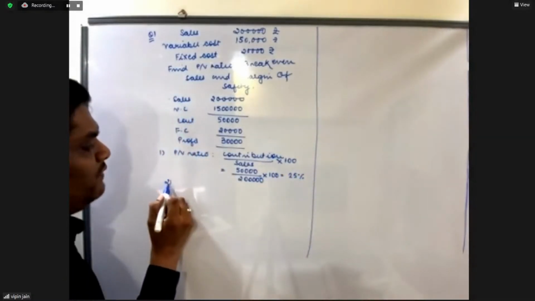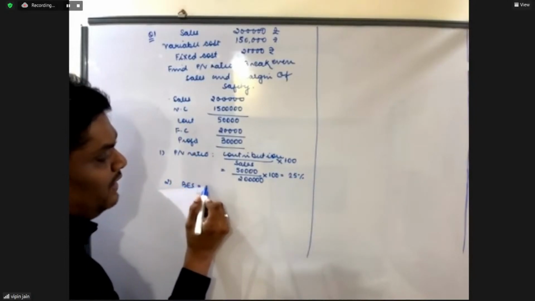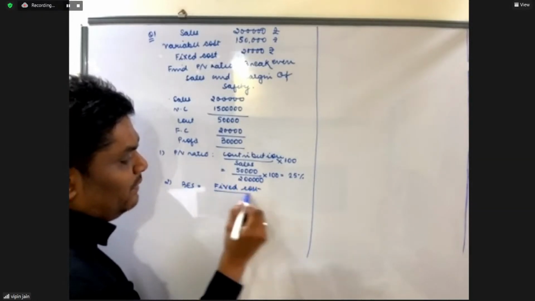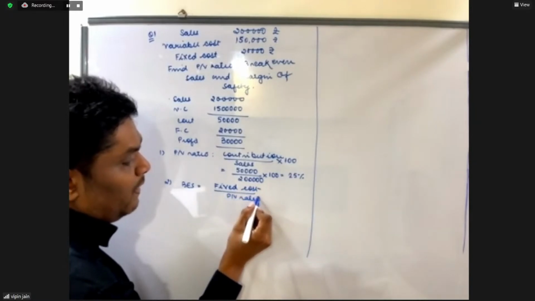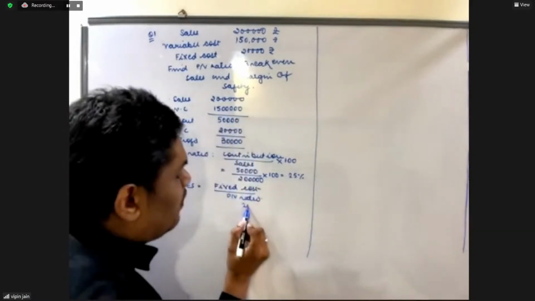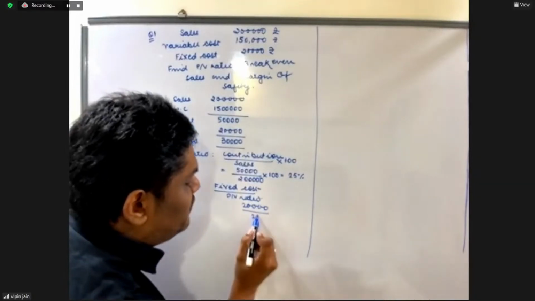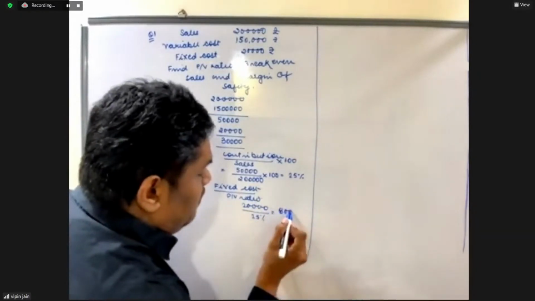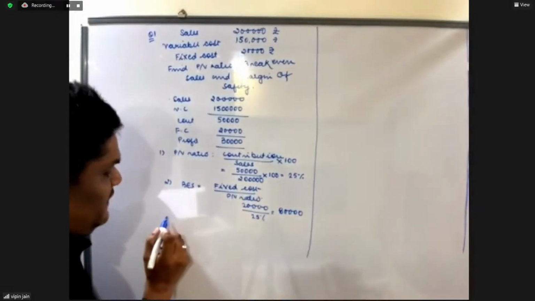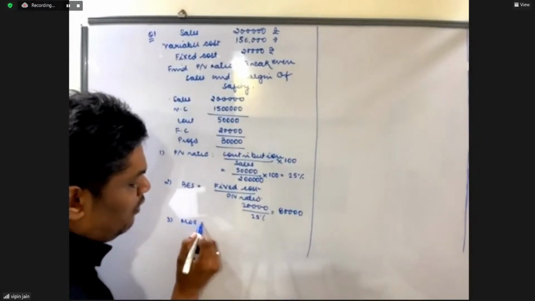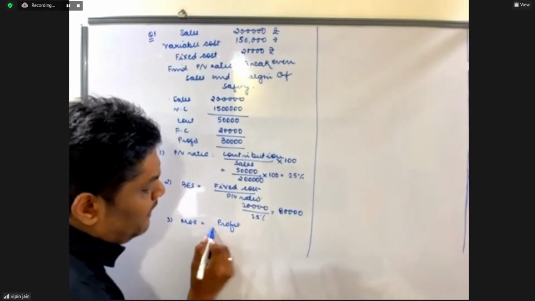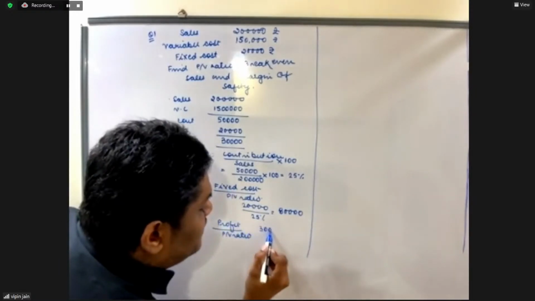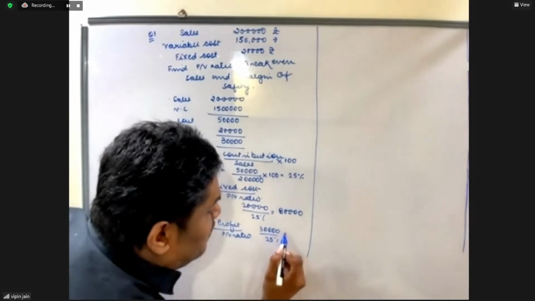The second question was break-even sales, wherein the formula is fixed cost divided by PV ratio. So my fixed cost is 20,000 divided by my PV ratio, which is 25%. So this will be 80,000. When talking about the margin of safety, it is profit divided by PV ratio, that is 30,000 divided by 25%, so 1,20,000.